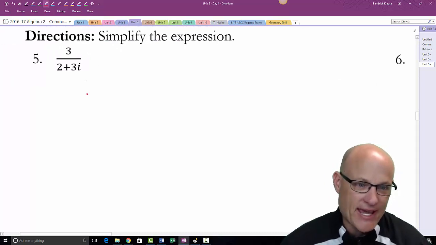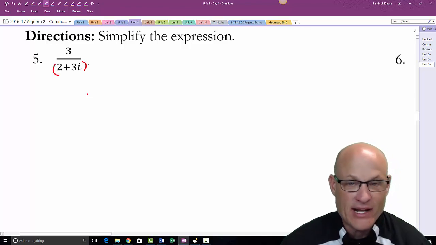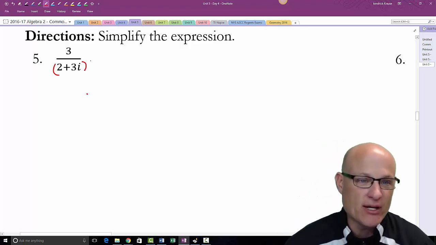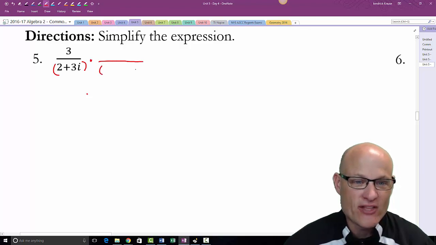All right, kids. Okay, rationalizing denominators. Let's get them to be a rational number. This is not a rational number. It is an imaginary number. So we need to get rid of it by multiplying by what's that special word? That's right, the conjugate. It's 2 minus 3i.